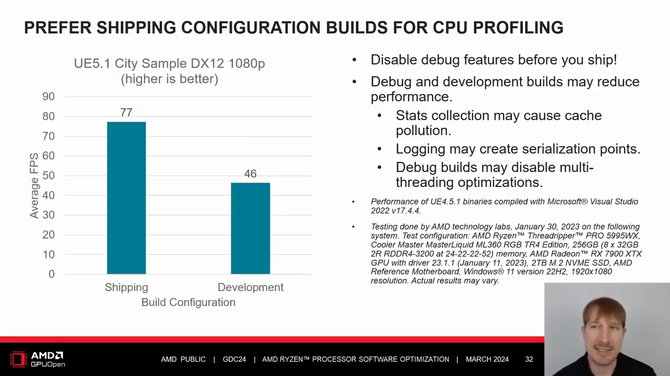Additionally, collecting stats may pollute the cache, leading you to investigate cache issues in the wrong places. Logging can also create serialization points. Moreover, many debug builds may disable multi-threading optimizations, which can further impact performance. During the investigation of open issues, developers may request changes that enable debug features on shipping and test configurations. However, it is critical to disable debug features before you ship your software.